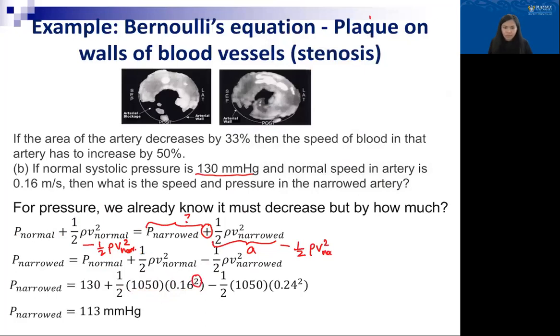Minus 1/2, it's the same blood, so it's the same density, and then you have the new speed in the narrowed artery. Again, don't forget there's a square. So the new pressure in the narrowed artery will be 113 millimeters of mercury.